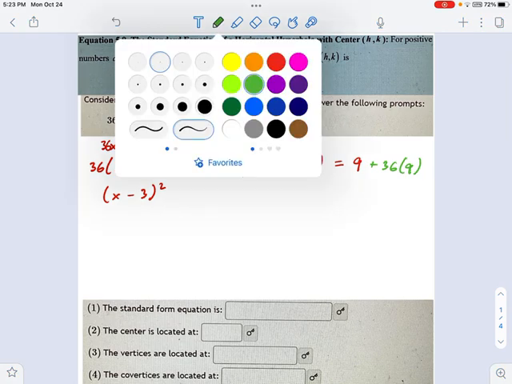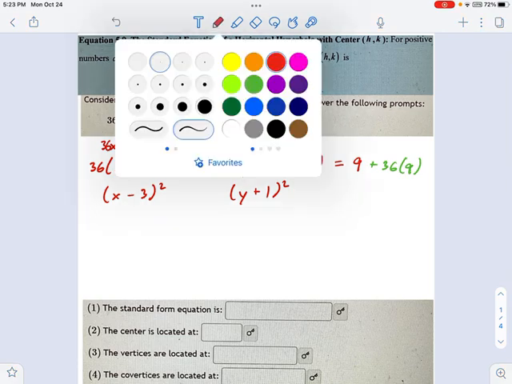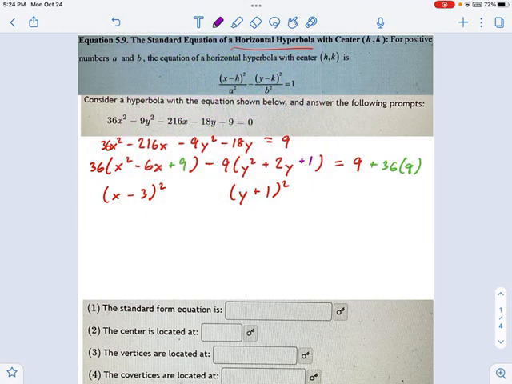Now, if we look in the y group, this is a y squared plus 2y. Well, that's kind of like y plus 1 squared, right? And when we square that 1, what do we get? We get another 1. So we've got a plus 1 here. And don't forget, we've got a minus 9 times 1 to balance that out.